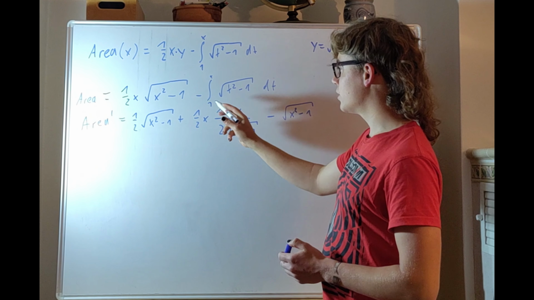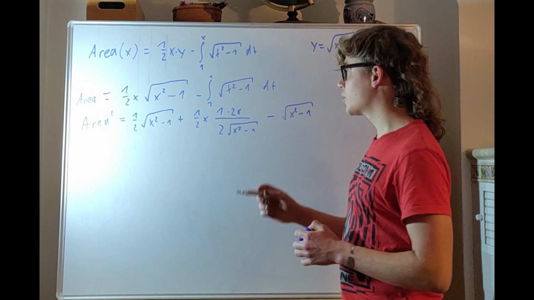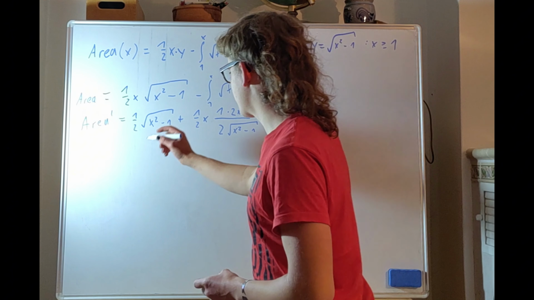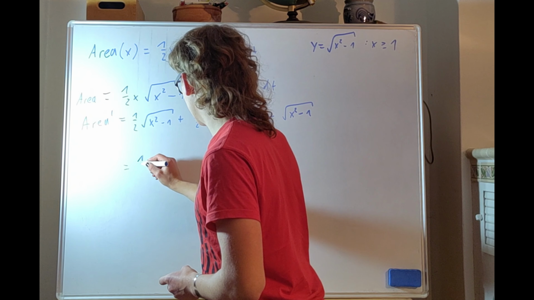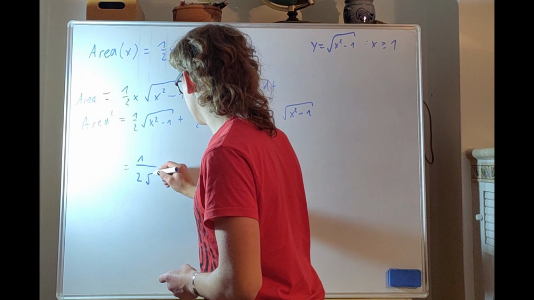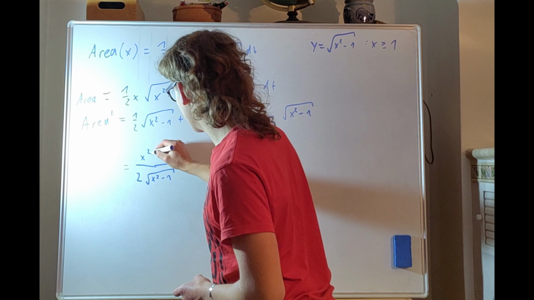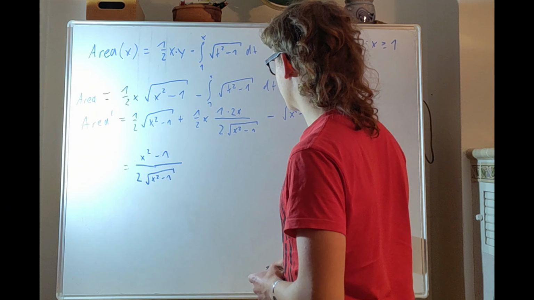By the way, the value at the bottom is not relevant at all because that becomes a constant in the differentiation, so that doesn't matter. So let's try getting everybody on the same denominator, which will be equal to 2 over x squared minus 1. Of course, here we have x squared minus 1 because we squared this right now.